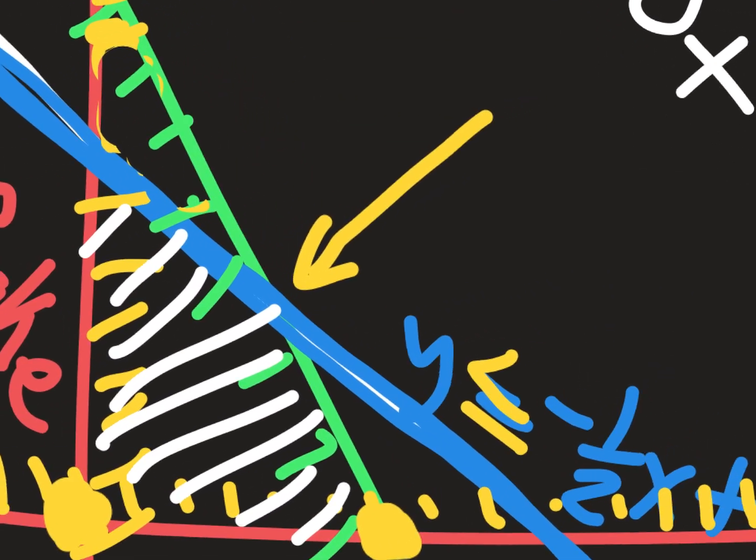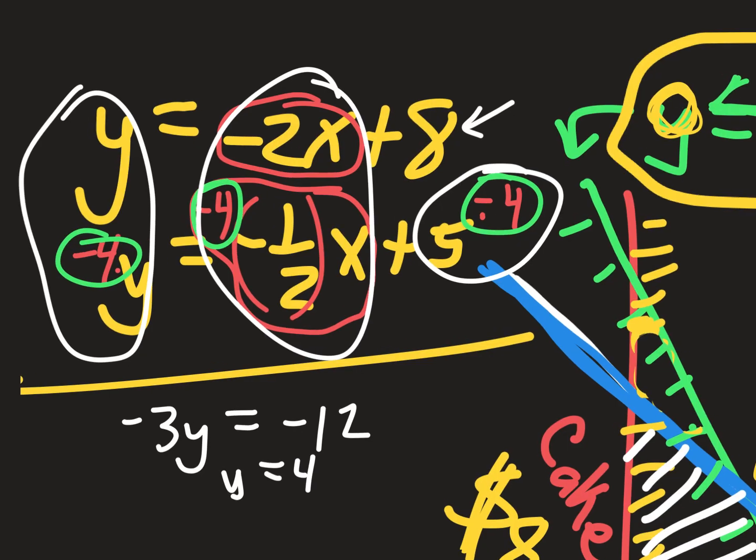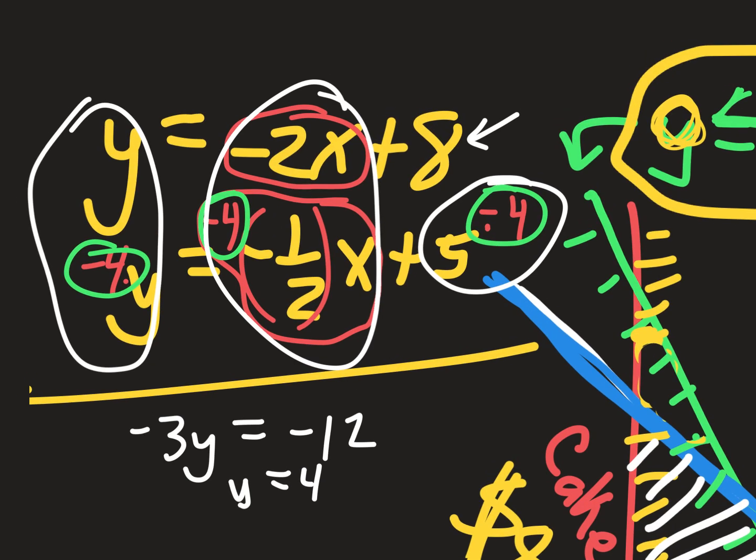That point right there is y equals 4? It is. I just don't know what the x is. But y equals 4. See? From right here. I solved it with algebra. You have to be able to do that.